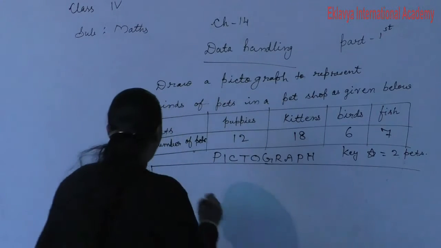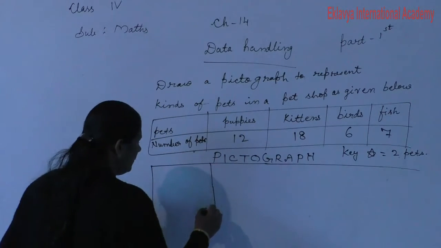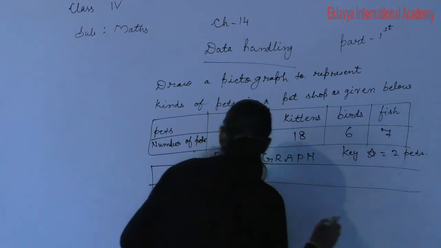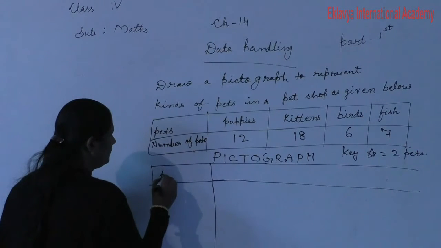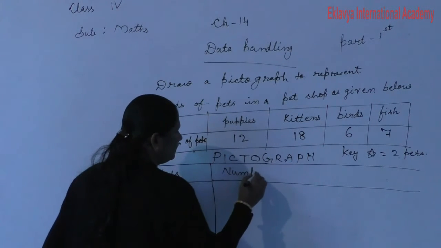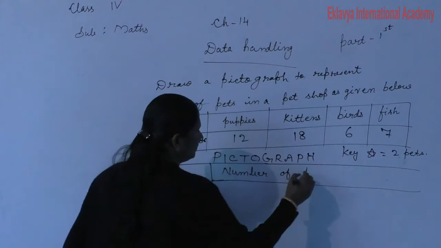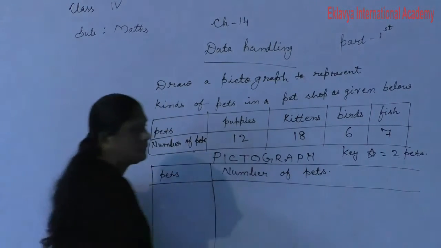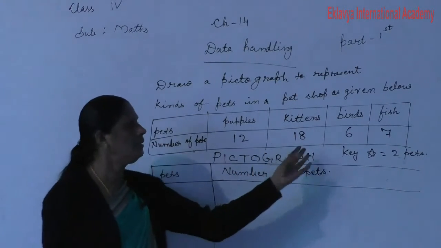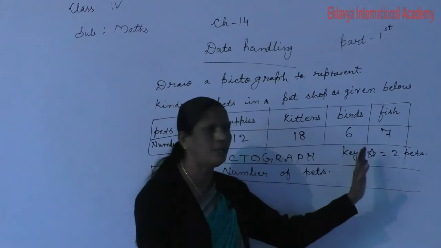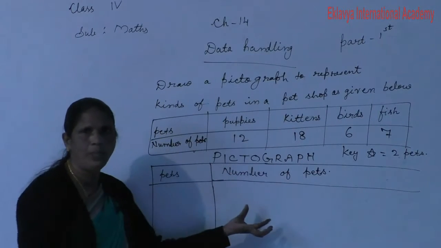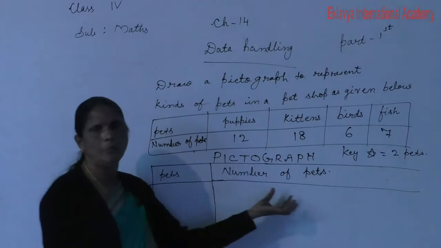Then you make two columns. Here you write pets, and here number of pets. Understand? First you write pictograph in capital letters. Then on the upper right-hand side you write the key: one picture is equal to two pets. Then you make two columns: first pets, then number of pets.